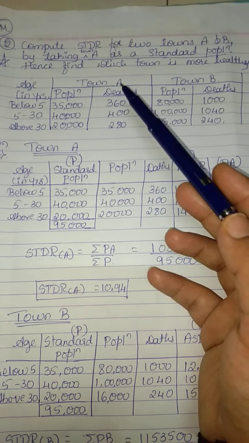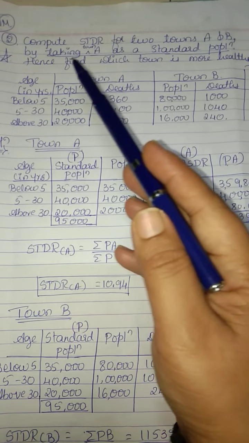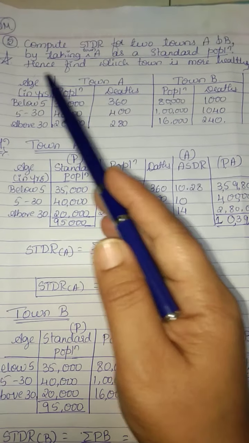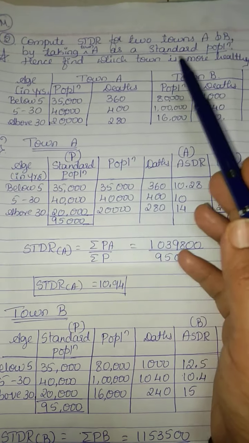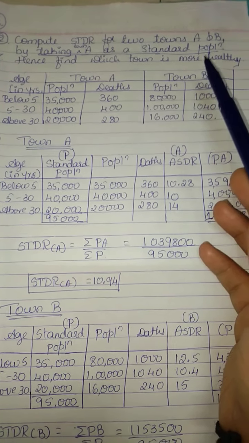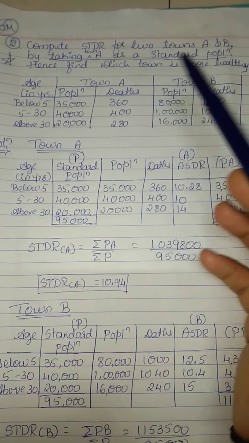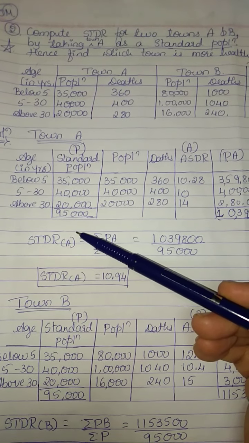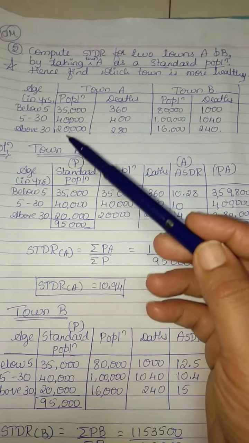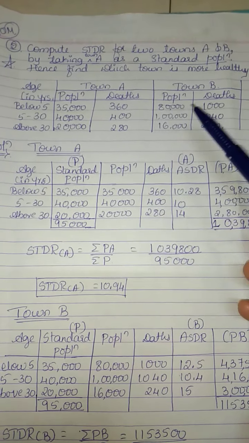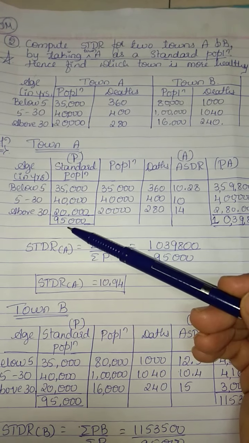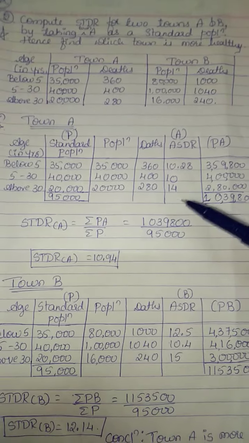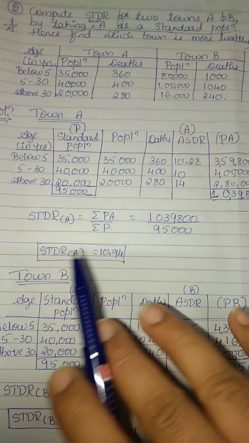The one we have to consider is town A's population, because they have said compute STDR for two towns A and B by taking town A as the standard population. To avoid confusion, if you ask me, take the standard population as a separate column. Don't try to calculate in the same one. Make a separate column of standard population, then go as usual. Without any confusion you'll get the result and you'll get full marks also.